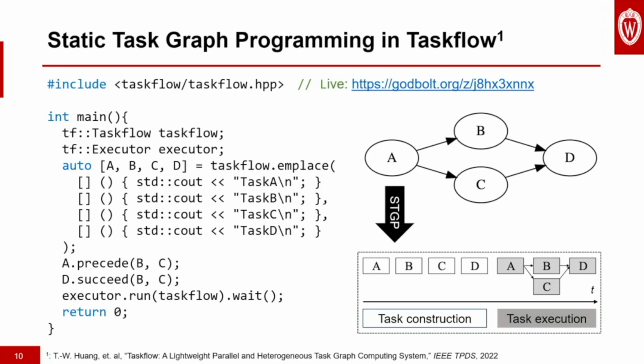We call this model static task graph programming because the construction and execution of the task graph are separate from each other. You define the task graph first, and then you submit it to our system for execution. More importantly, at this moment, I believe most of you, even though you do not have that much programming experience, can fully understand what this code is doing. That is the power of our research system.